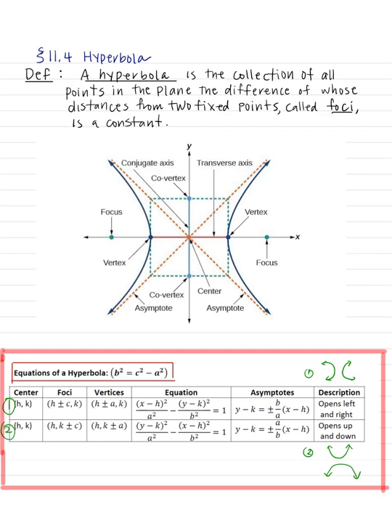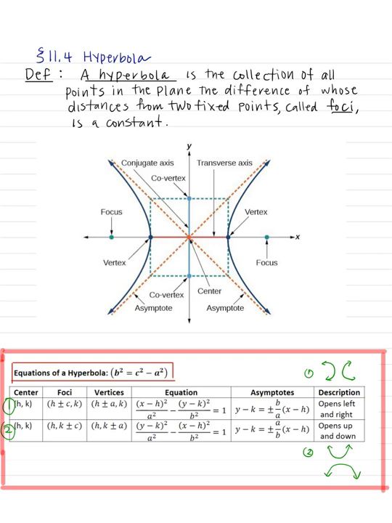So let's first go with the definition of a hyperbola. It says that the hyperbola is the collection of all points in the plane, the difference of whose distances from two fixed points called foci is a constant. So when I first read this, I was like, say what? So I will try my best to explain what the definition is telling you after we go over all these definitions, or I should say vocabularies below.